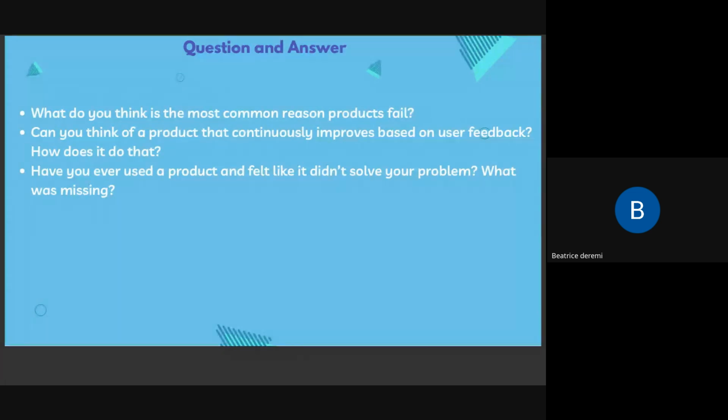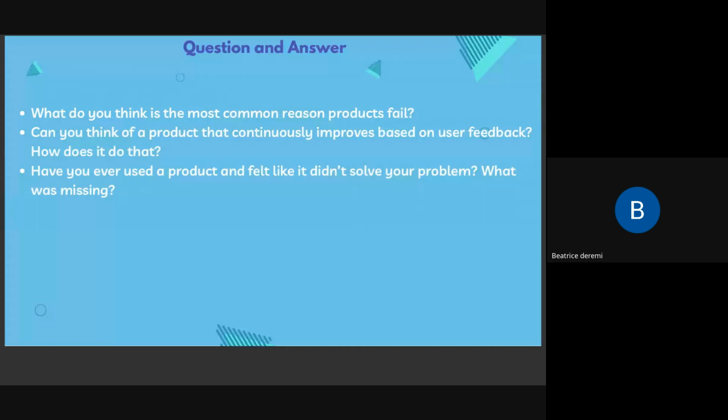My answer for question one, what do you think is the most common reason products fail? To me, it is that they're not solving the right problem. They're not bringing the solution for the people, what the consumers really need. They're not solving the problem.